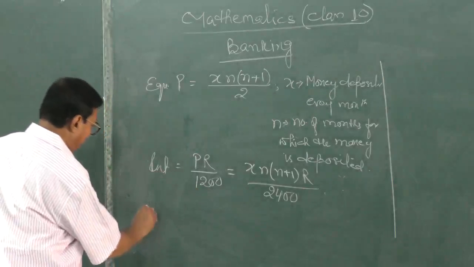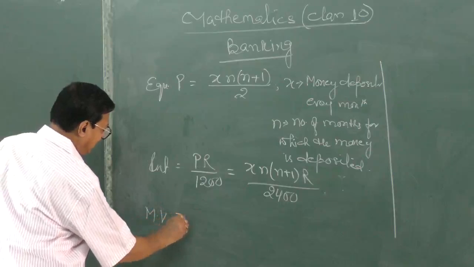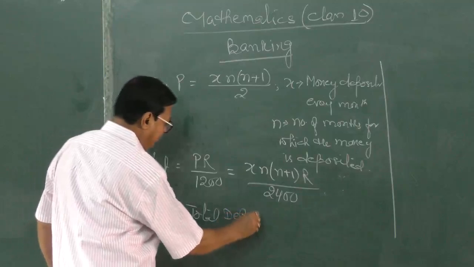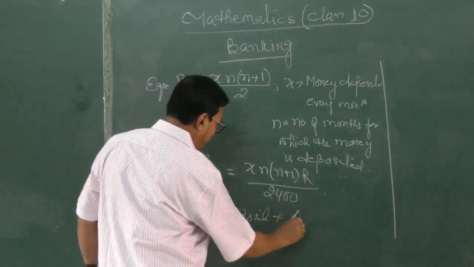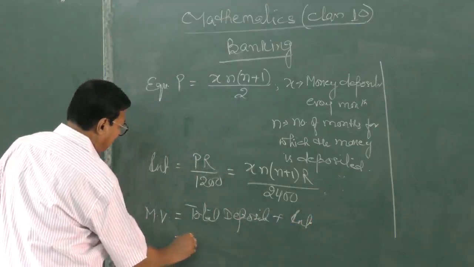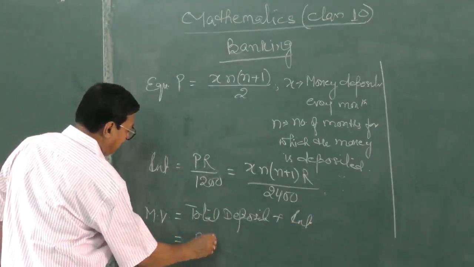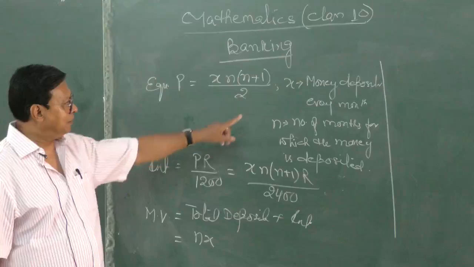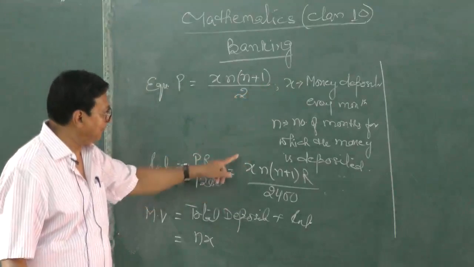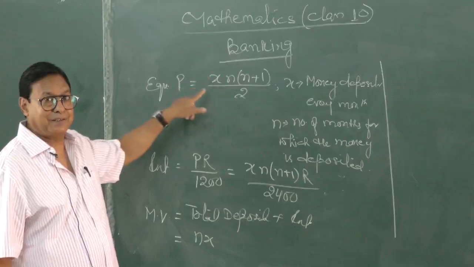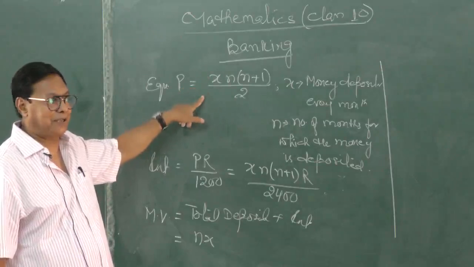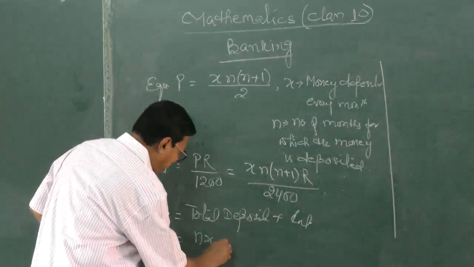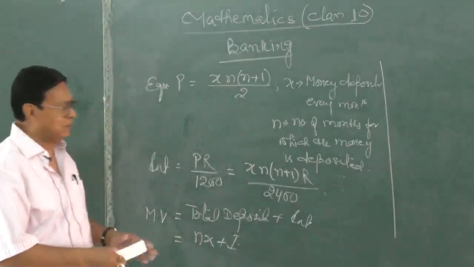Then we get the maturity value, which is total deposit plus the interest. Total deposit is number of months into x. Okay, number of months into x, not this value. I repeat, this is not the total deposit, this is only for calculation of interest. Total deposit is this, into x, and plus of course interest. That's all in this chapter.